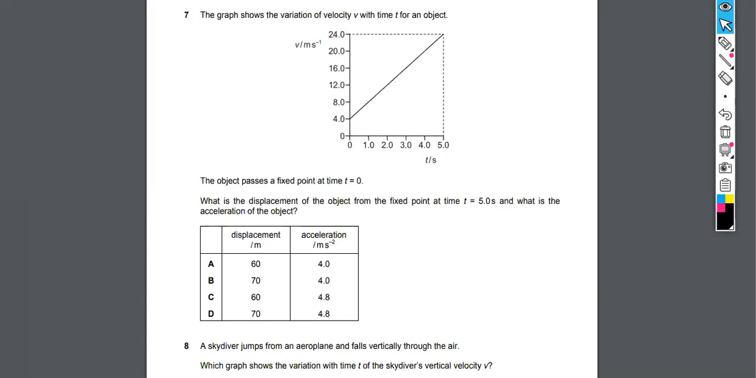The graph shows the variation of velocity v with time t for an object. The object passes a fixed point at time t equals 0. What is the displacement of the object from the fixed point at time t equals 5? And what is the acceleration of the object? Isn't that such a nice one for review? It's a velocity-time graph, a chance to take the slope and the area underneath. There we go.